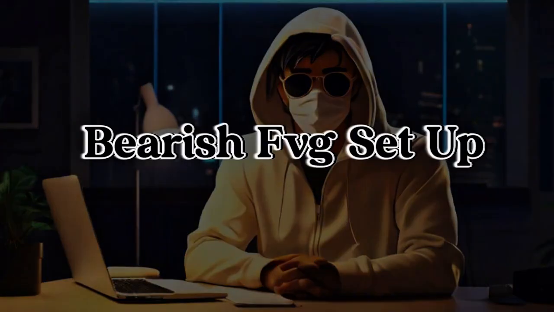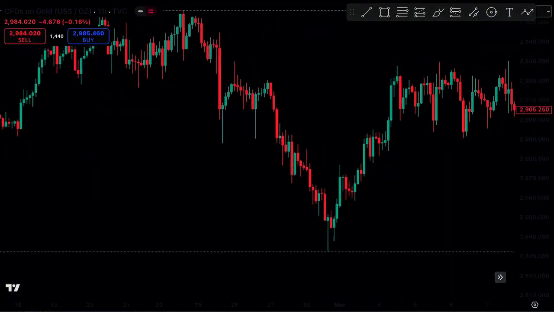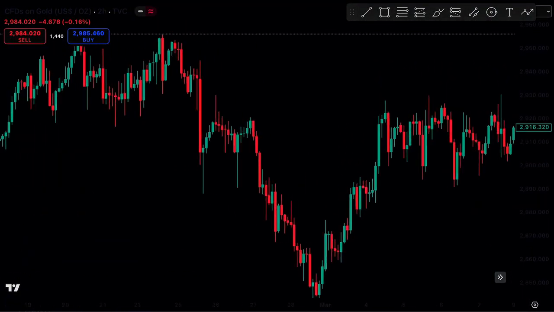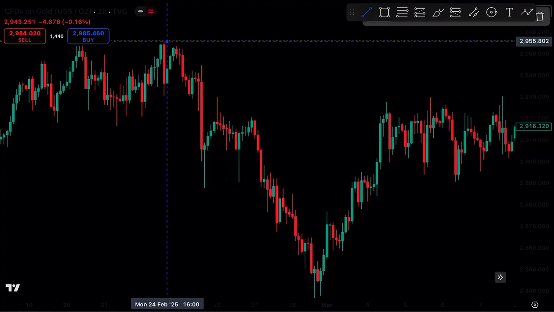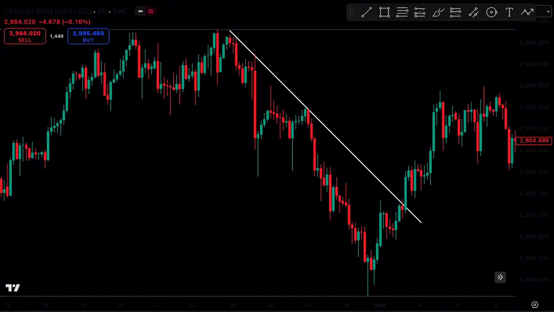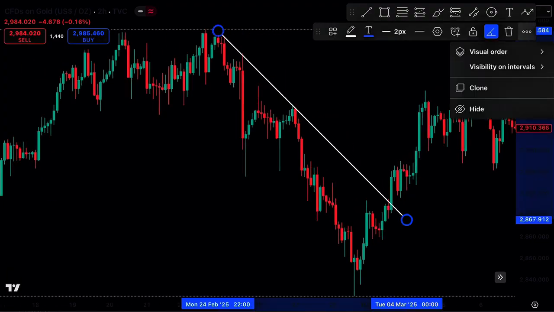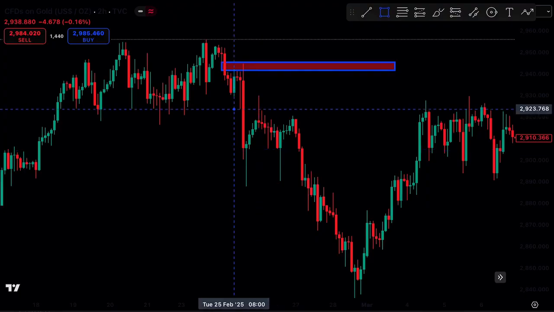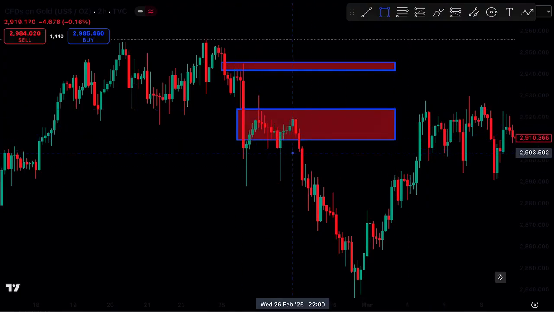Bearish FVG setup. Identify a bearish FVG in a downtrend. For bearish FVG, we have to look for a downtrend in the market. Let's search for it. Okay, here we got it. This is a bearish FVG in a downtrend. Now let's look for big red candles and find imbalance between them. Here it is. We have multiple FVG here.